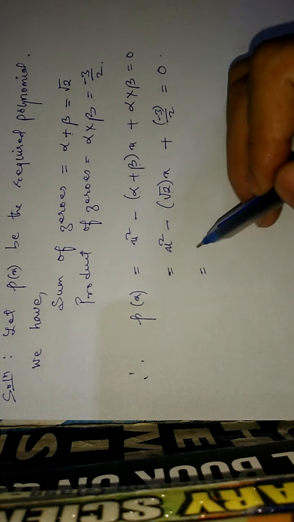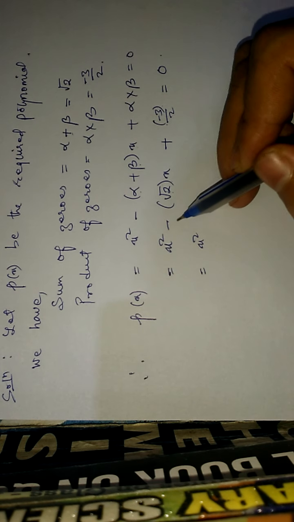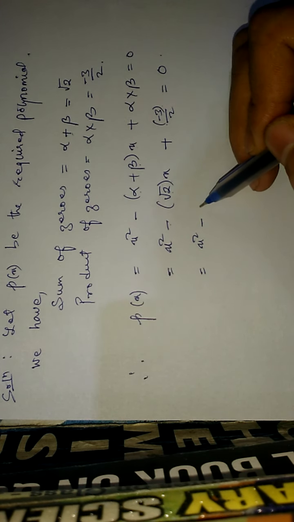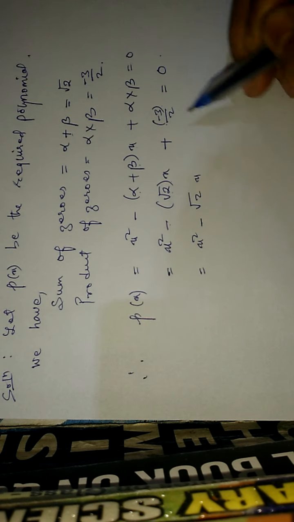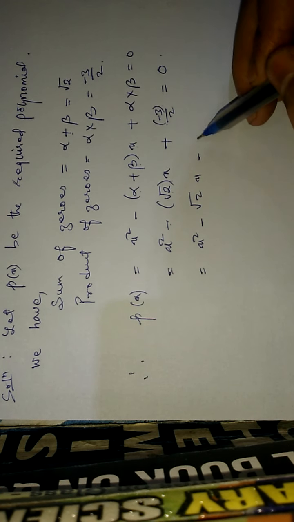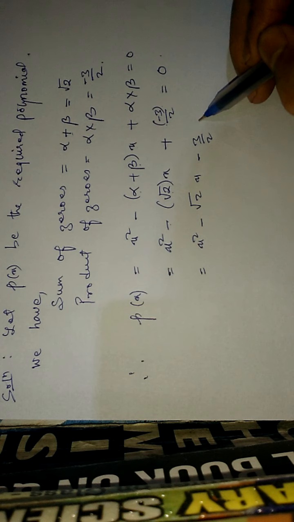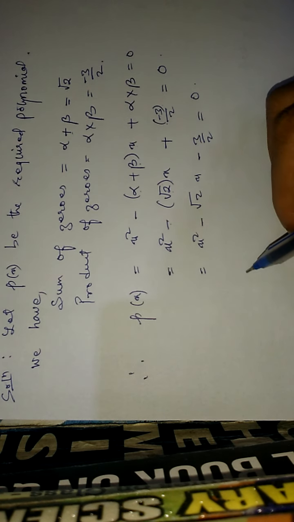Here also the constant term is a fraction. To eliminate the denominator 2, you have to multiply each term by 2.